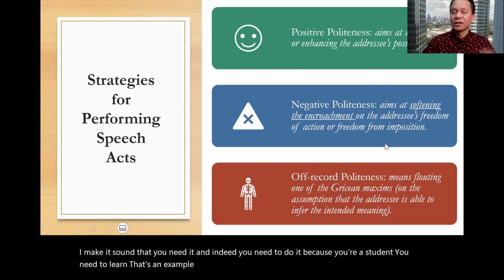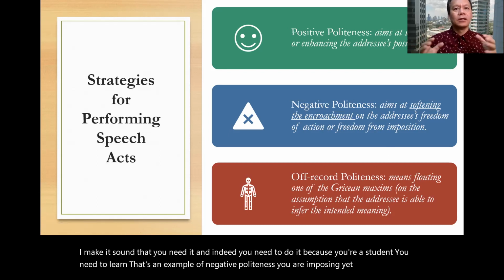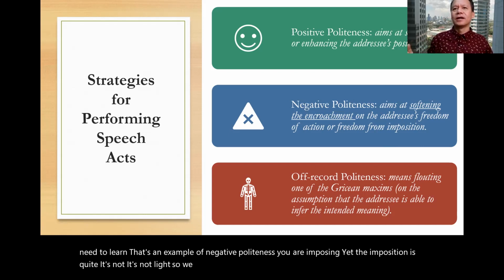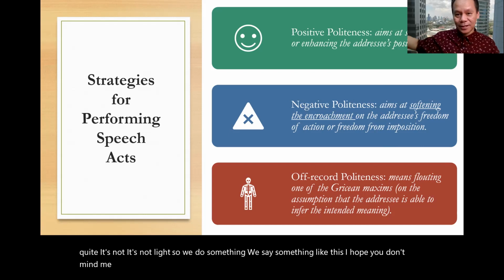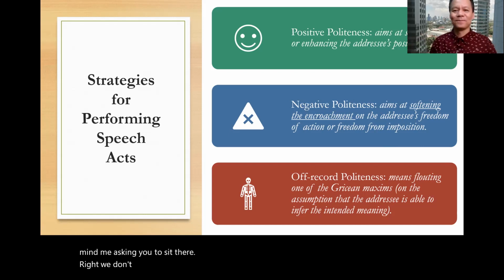That's an example of negative politeness. You are imposing, yet the imposition is not heavy. So we say something like this. I hope you don't mind me asking you to sit there, right? We don't say sit there, right?